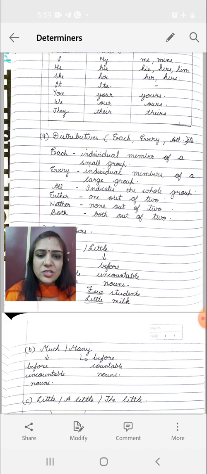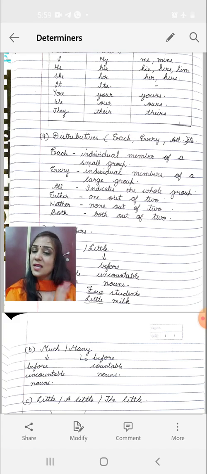Where to use each and where to use every. Each is used when we refer to a small group, and every is used when we refer to a bigger group. Like I say, there are only 2 or 3 students. Each one of you has to do this work. That means I'm referring to all one at a time, but it's a small group, so I'll use each.